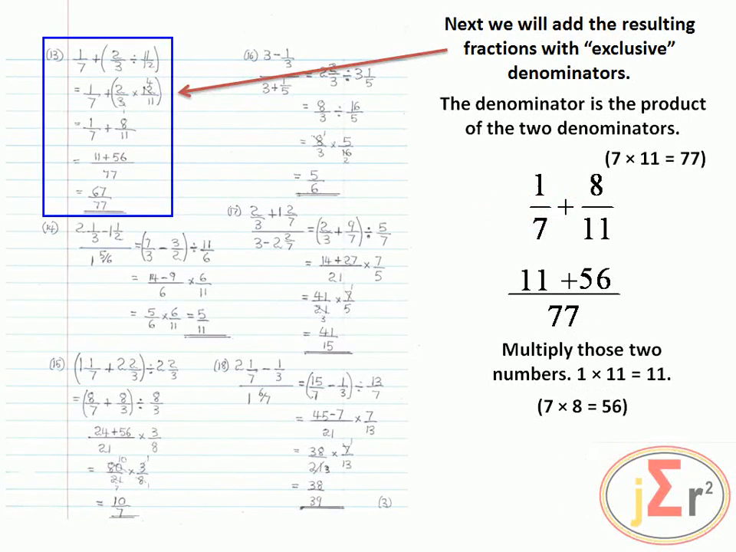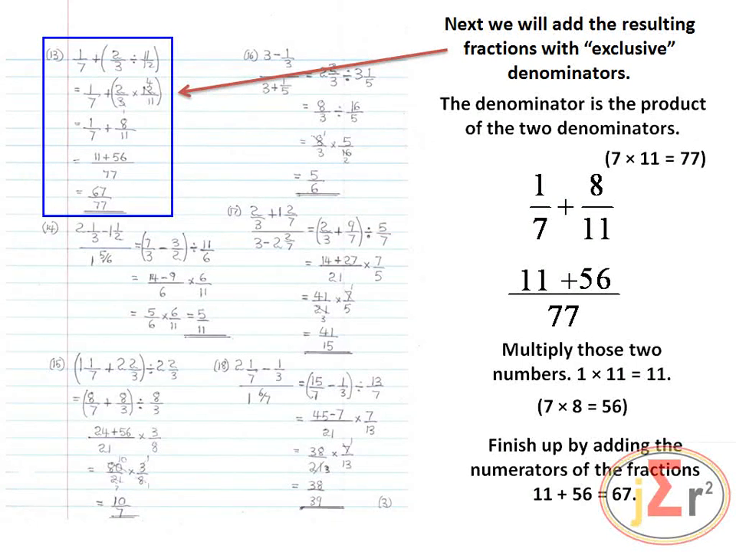And we will finish up by adding 11 plus 56, and that is 67. And that will be placed over the denominator of 77. So we figure, after all, that the entire explanation of this problem is pretty straightforward. 67 over 77.